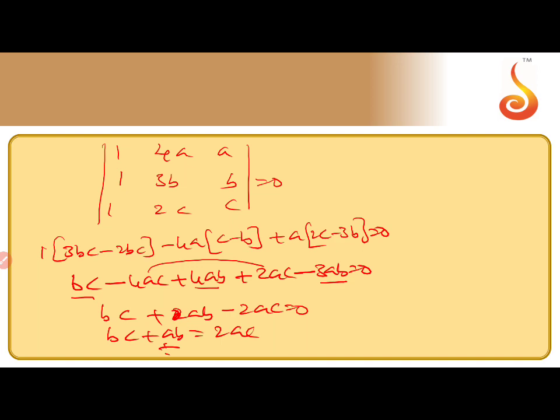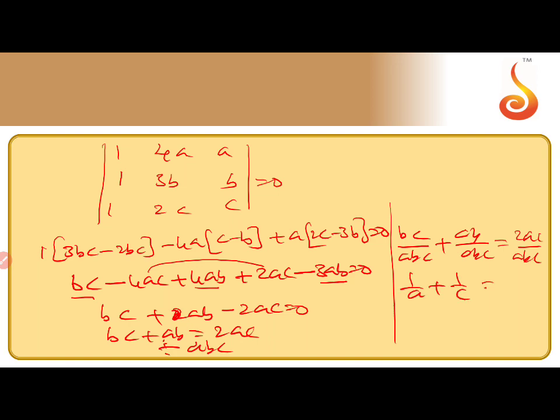So you can divide both sides by abc. What comes? bc by abc, ab by abc, and 2ac by abc. That means bc cancels: 1 by a plus 1 by c equals 2 by b. So 2 by b equals 1 by a plus 1 by c. What do you say here? a, b, c are in HP.